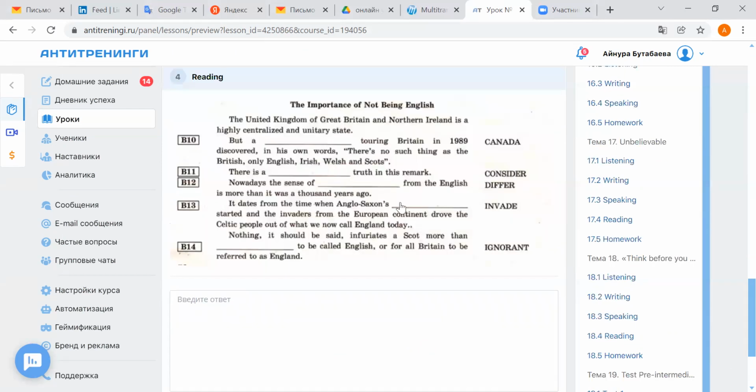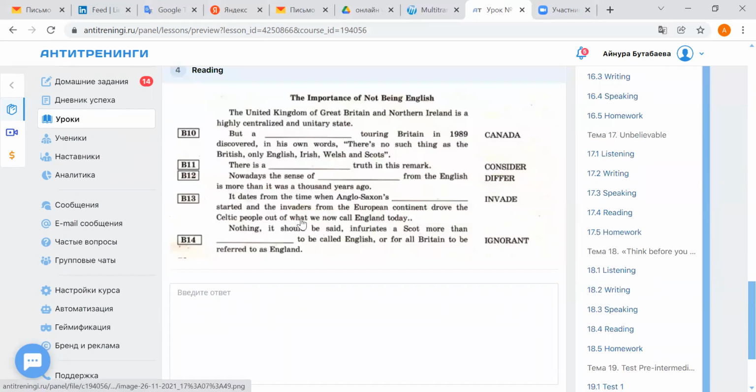And then the last task is reading task, the importance of not being English. Okay, read and complete this text.